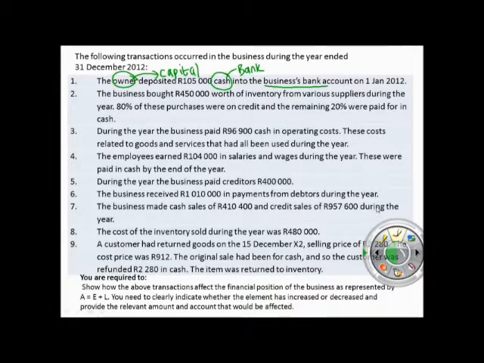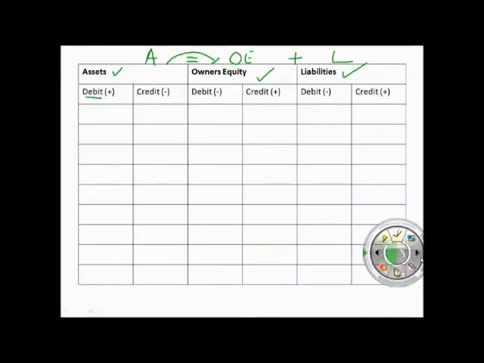Right, let's have a look. Okay, so the owner put in 105,000 Rand as a capital contribution in cash. Cash we know is an asset unless told otherwise, unless we're in overdraft. So our assets are going up. That means they are going up by 105,000 Rand. We again will just show that plus sign to make sure that we know that it's increasing.